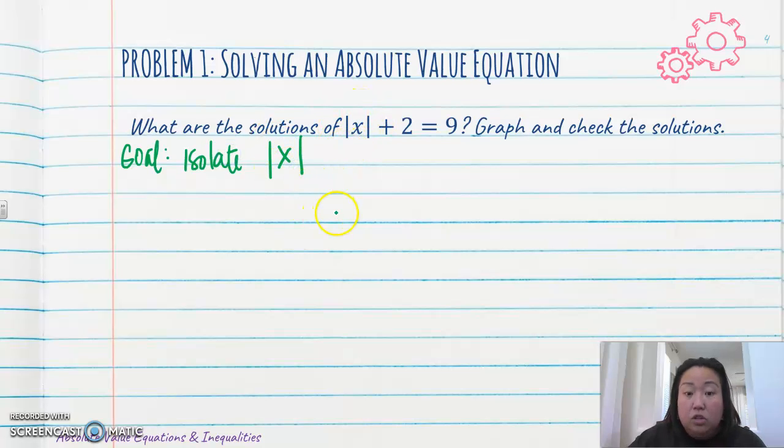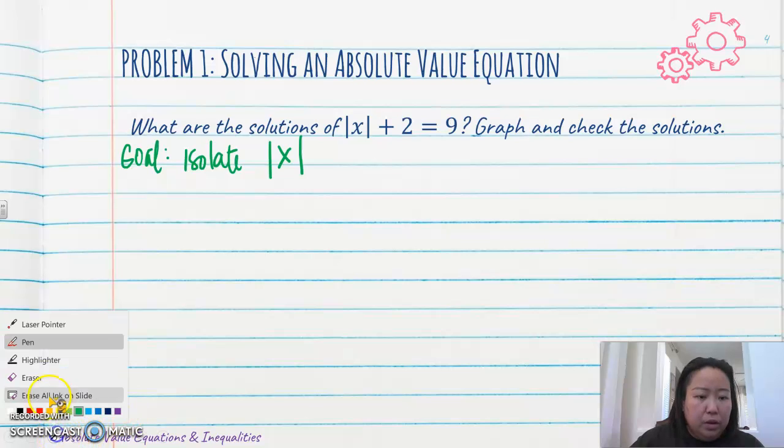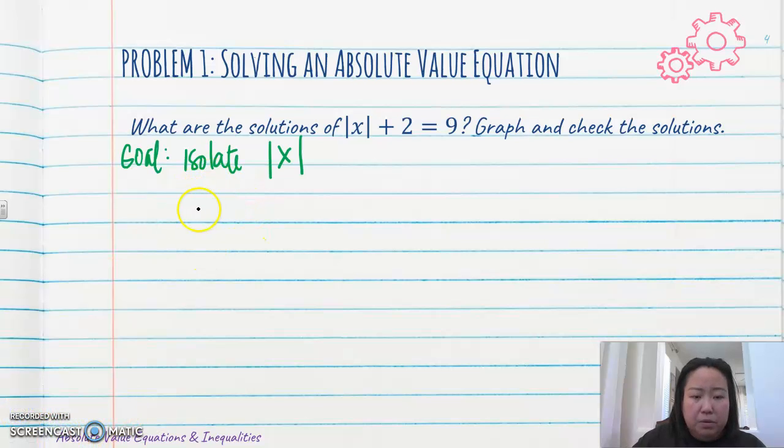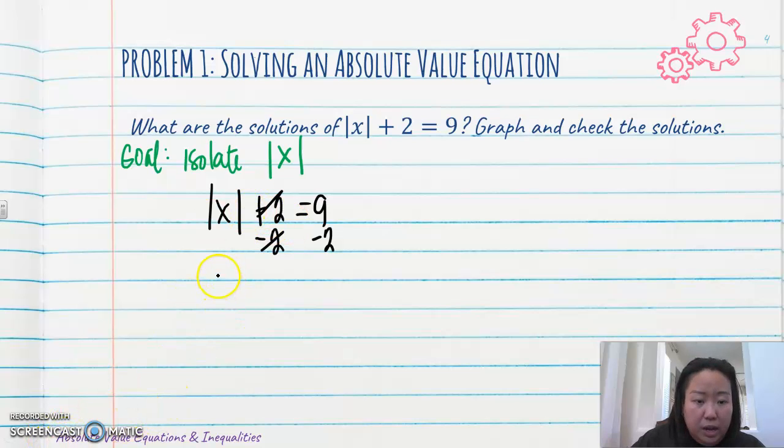So what will we do first? In this particular example, we have the absolute value of x plus 2 equals 9. We only want the absolute value of x, so we need to get rid of the plus 2. How do we do that? Well, we already know that we have to subtract by 2. So we also subtract by 2 over here. Now our expression is just the absolute value of x is equal to, what is 9 minus 2? 7.